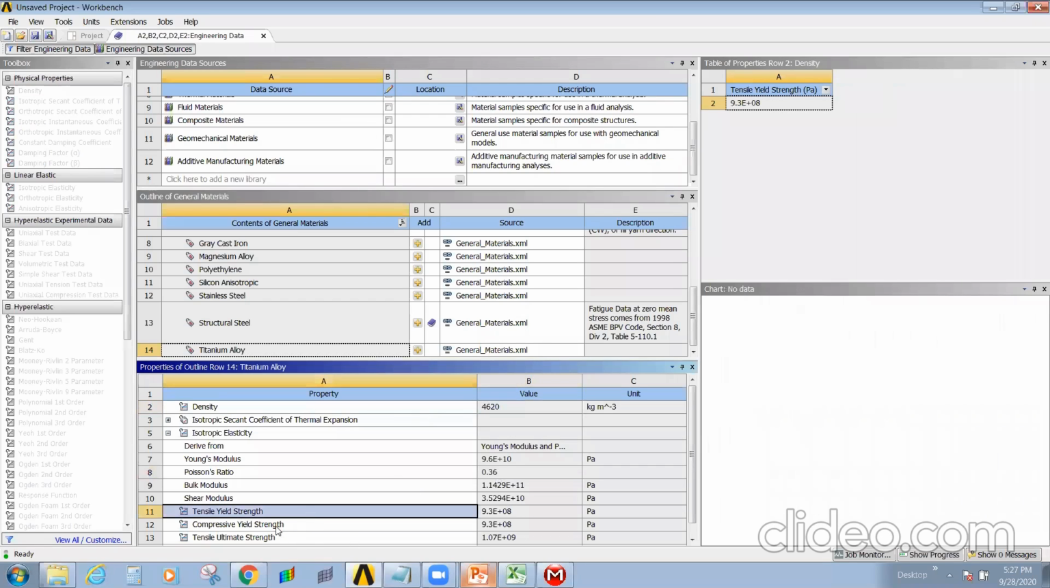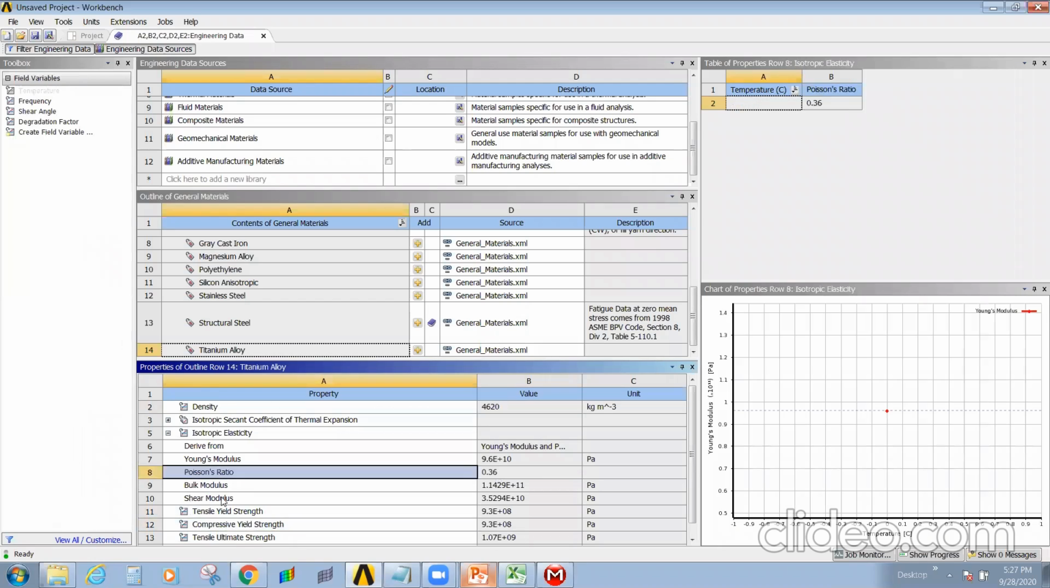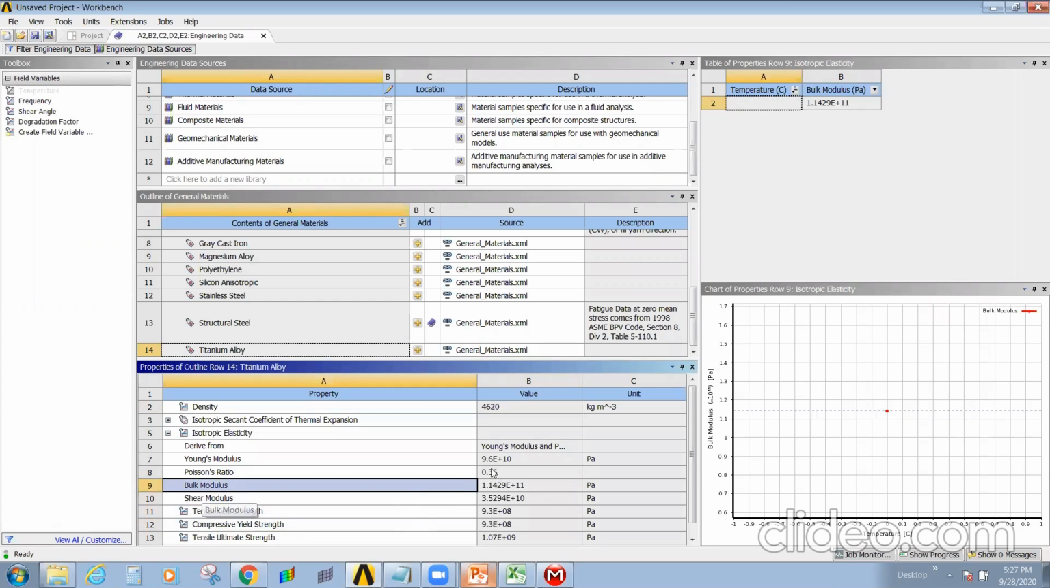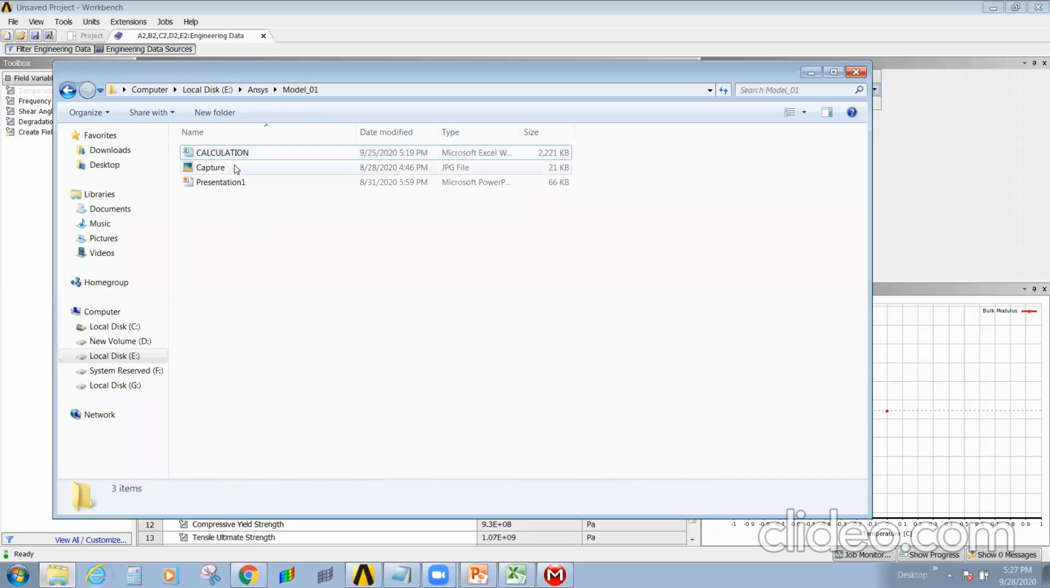Only your yield and strength will not be taken into account. You are concerned about density, Young's modulus, Poisson's ratio, bulk modulus and shear modulus. These will be updated automatically. If not, I'll show you how it will be.